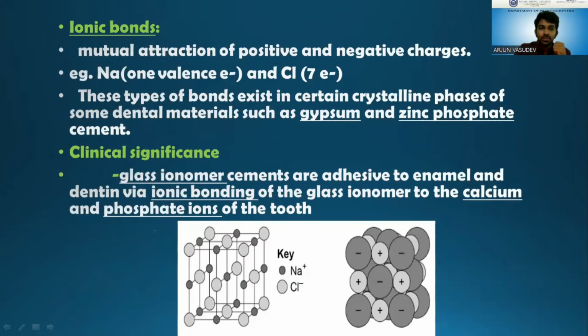Now, ionic bonds: mutual attraction of positive and negative charges. Example, sodium of 1 valence and chlorine of 7 valence. These types of bonds exist in certain crystalline phases of some dental materials such as gypsum and zinc phosphate cements. The clinical significance: glass ionomer cements are adhesive to enamel and dentin via ionic bonding of the glass ionomer to the calcium and phosphate ions of the tooth.